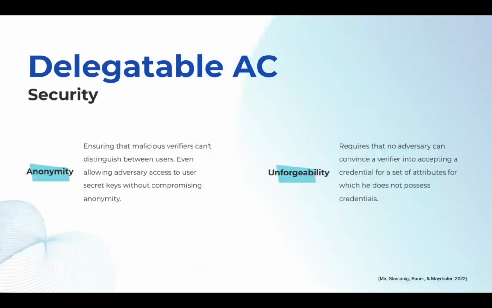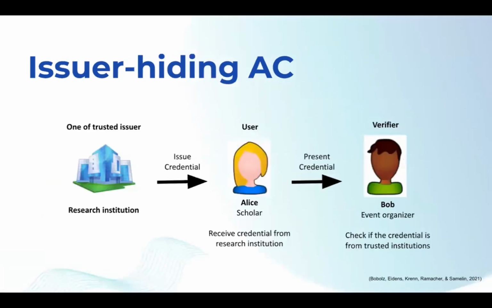Then let's talk about the security. Anonymity ensures that a malicious verifier can't distinguish between users, even when the adversary has access to user secret keys, without compromising anonymity. Unforgeability requires that no adversary can convince a verifier into accepting a credential for a set of attributes for which he does not possess credentials.